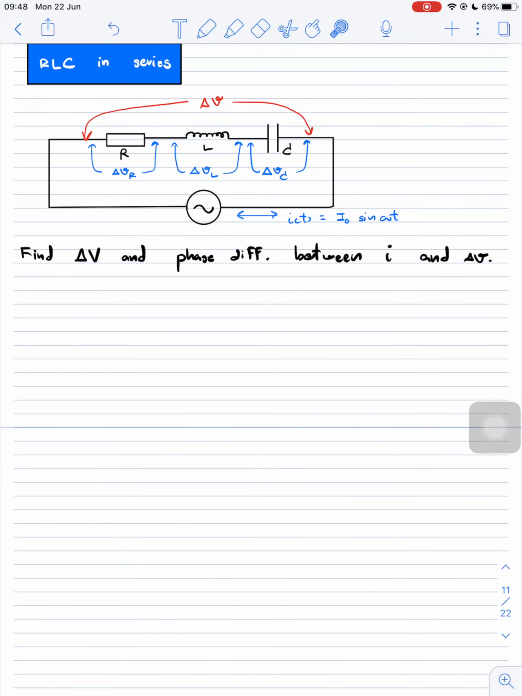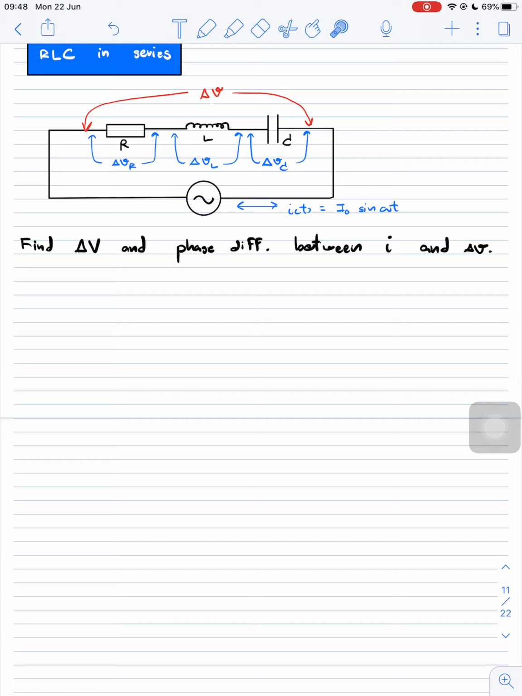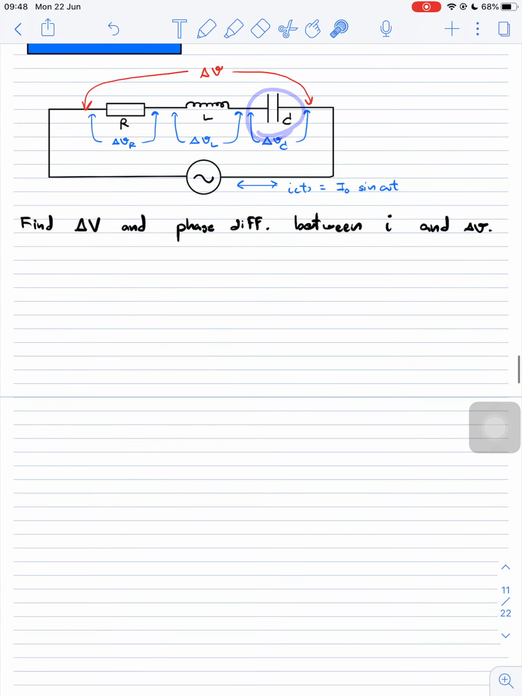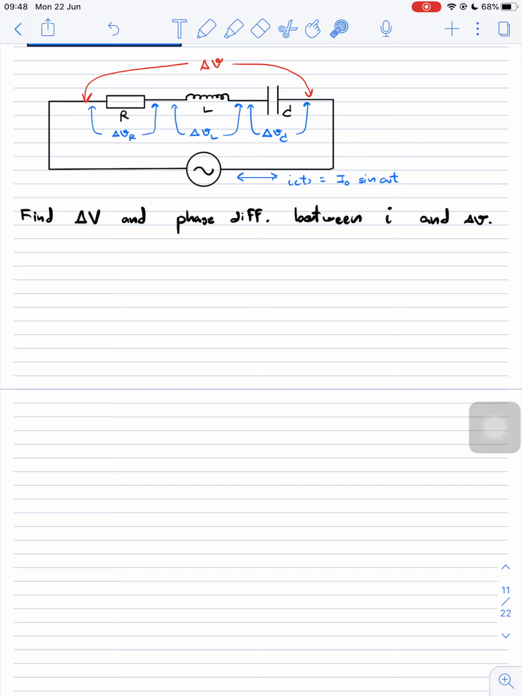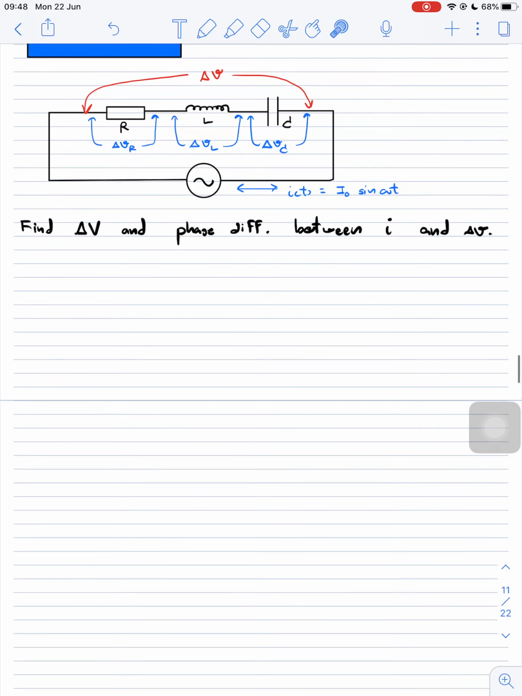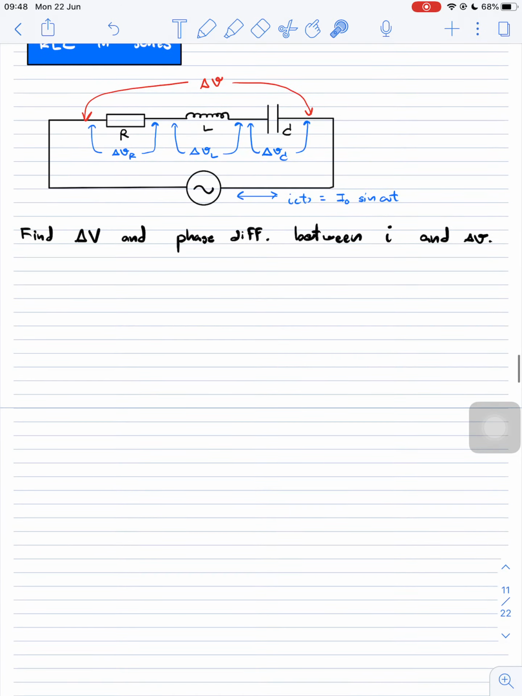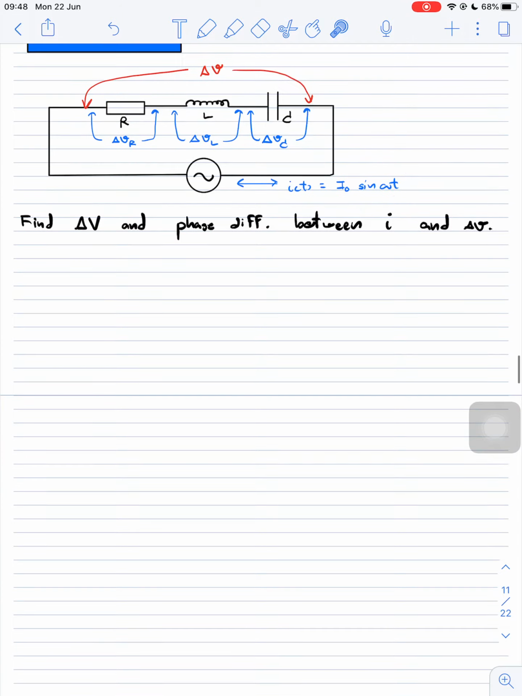One thing that you need to keep in mind is that the current through the AC source must be the same as the current through the resistor, through the inductor, and then through the capacitor. If we want to write out the phasor diagram, it means that if you want to combine delta VR, delta VL, and delta VC together, the three of them, we have the current in common.